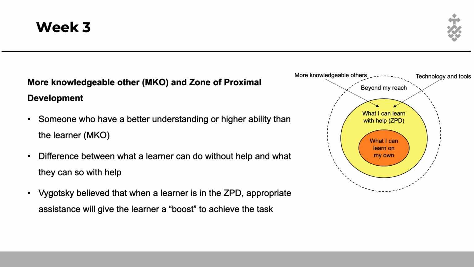So remember Lev Vygotsky's theory. He said that learners learn best when they're within this zone of proximal development. What they're trying to learn, what they can with help from people who are smarter than them, which is the more knowledgeable others, and also things like technology and tools. So he said that by being in this zone of proximal development and working with a more knowledgeable other, you can boost your achievement in learning a task.